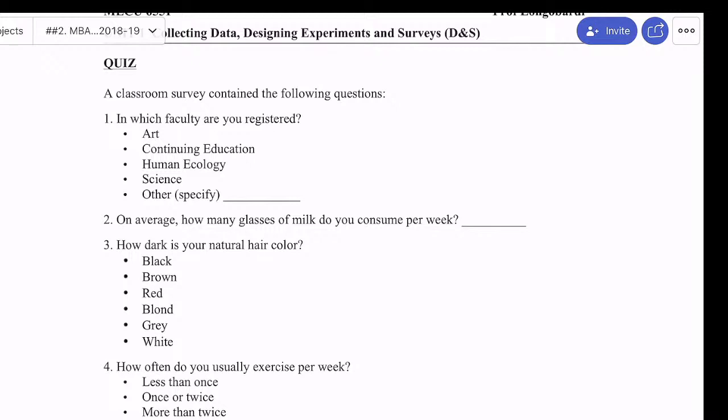Right, so this is going to have the type of categorical, because if I was to assign numbers and I used the logic of just alphabetical order, I would assign Art 1, Continuing Education 2, 3 for Human Ecology, 4 for Science, and 5 for Other, let's say. Or maybe within other, I would create more values, 5, 6, 7, depending how many there were. Okay?